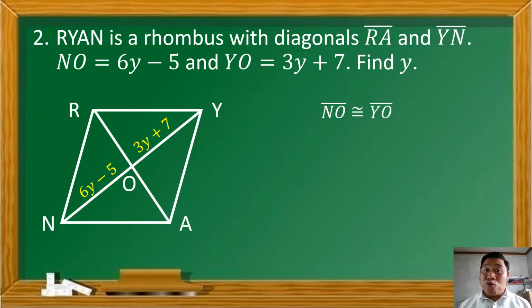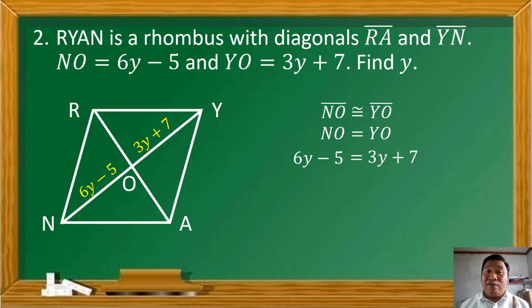Alright? Since they are congruent to each other, ibig sabihin that their measures are equal. Kaya, pwede natin sabihin that the measure of segment NO is equal to the measure of segment YO. Alright? At dahil sinabi na natin na equal na yung mga measures nila, pwede na tayong mag-substitute. Okay, papalitan na natin si measure of segment NO ng binigay dun sa ating problem na given. So that would be 6y minus 5, which is equal to yung value ng YO natin na binigay sa ating problem. So that would be 3y plus 7. Alright, kaya meron na tayo ditong equation na 6y minus 5 is equal to 3y plus 7.